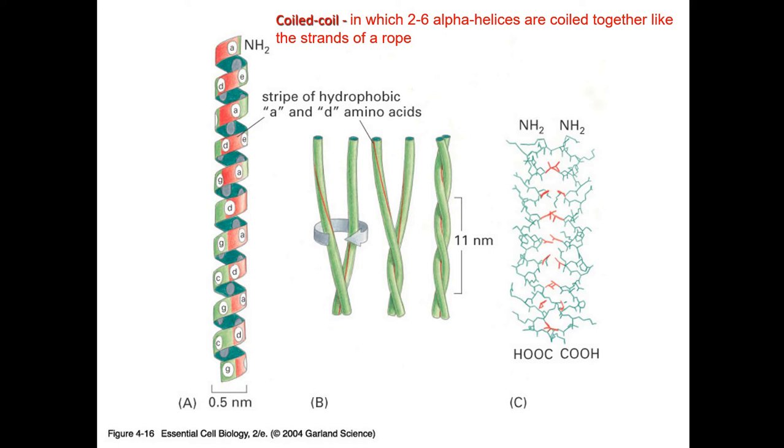In the next figure you can see these two alpha helices are coiled together like the strands of a rope. Okay. So this is the helical structure, a strip of hydrophobic A and D amino acids. Okay. In the figure you can see these are the amino groups of the helical structure, and these are the carboxyl groups of the structures.